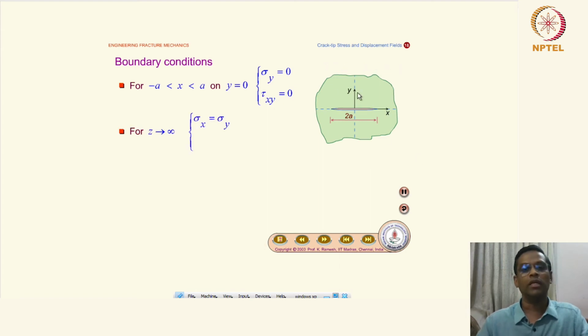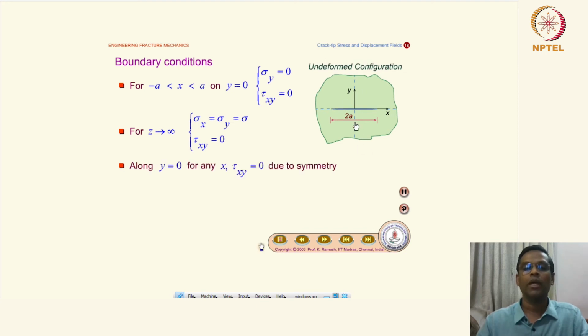So what are the boundary conditions? First, let us look at the crack geometry, what is given here. If you look carefully, you can look at the animation. The crack is just opening. This is y and this is x, and the crack length is 2a. So now we are looking at the undeformed condition, and then in the deformed condition it opens up. So the coordinates are x and y, and the crack length is 2a, and these are the boundary conditions.